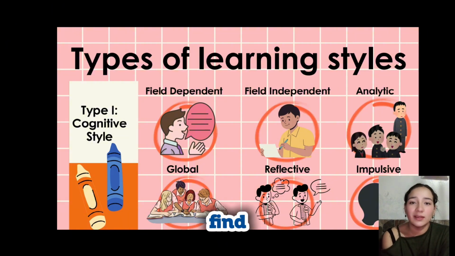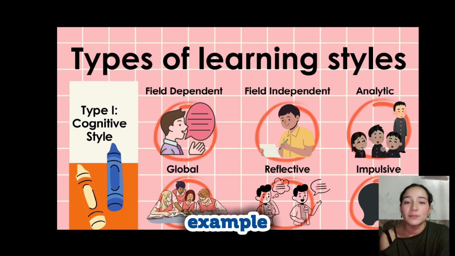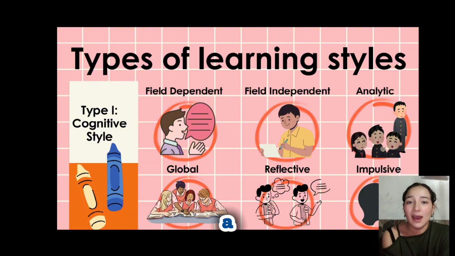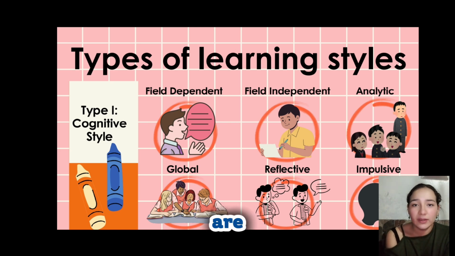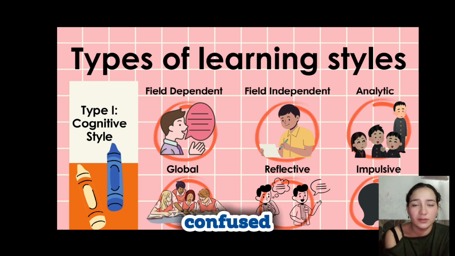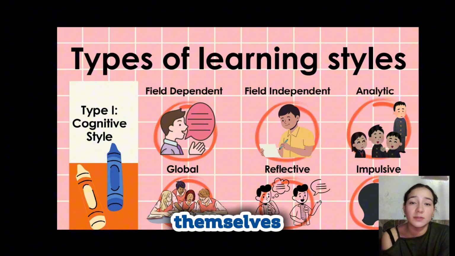The students find it easier to speak the language. For example, a student better understands the use of the simple past tense when the teacher shows them a complete story about the topic and the forms of the verbs. If they are only given the grammar rule, they become confused. And when they practice conversation, they express themselves much better.